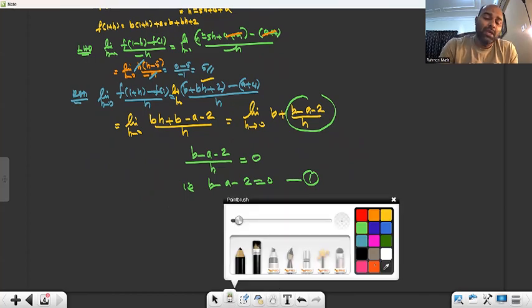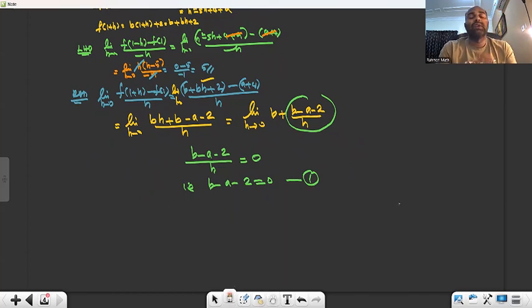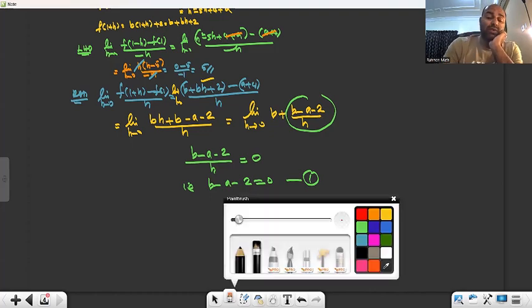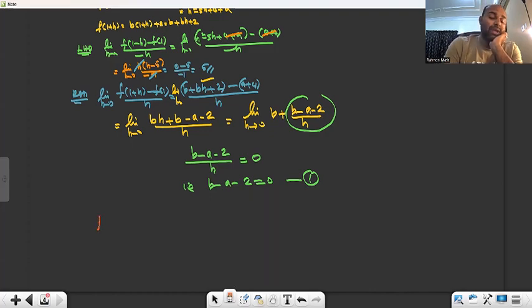Next line. Given that f of x is differentiable at x equal to 1, therefore LHD of 1 should be the same as RHD of 1.